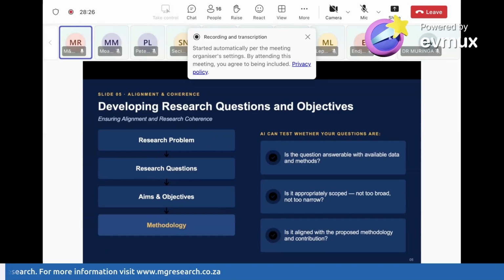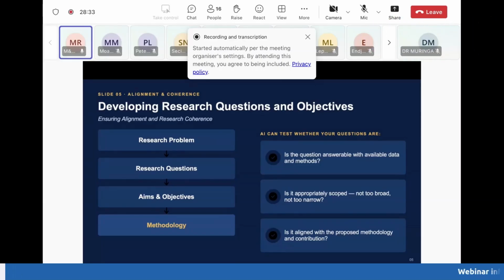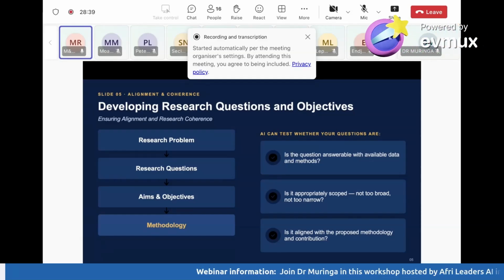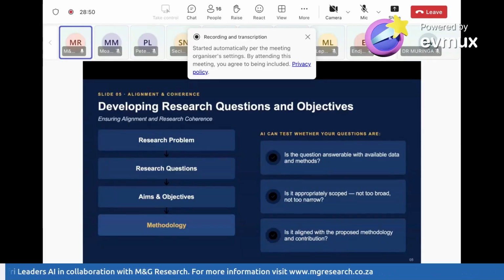AI can test whether your questions are, in terms of questions, is this question answerable with available data and methods. It identifies the discrepancies between your methodology and your research questions, right? It also assists, is this appropriately scoped? Is my problem too broad, or my questions too broad or too narrow? Are my objectives aligned with the proposed methodology and contributions?